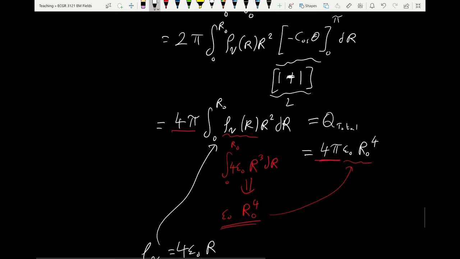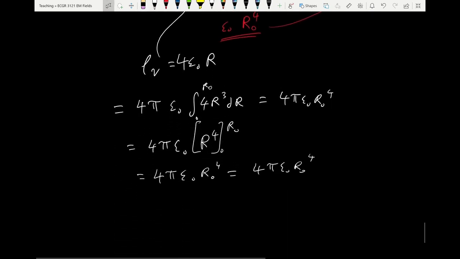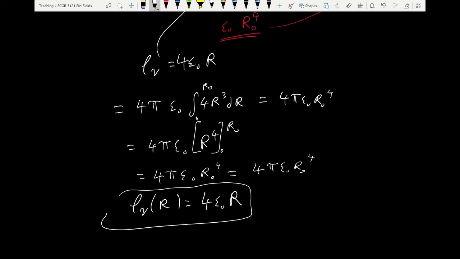I looked at the right-hand side and I thought to myself, what function can I plug in for rho v such that when I integrate it, the right-hand side and left-hand side are equal? And that turned out to be rho v as a function of r equals 4 epsilon naught r, in coulomb per meter cubed. So those are the units.